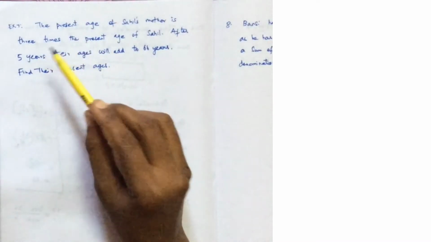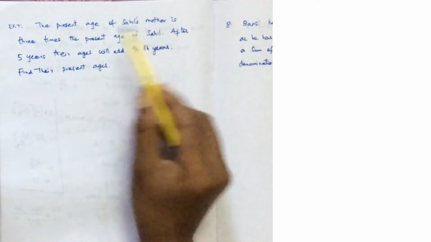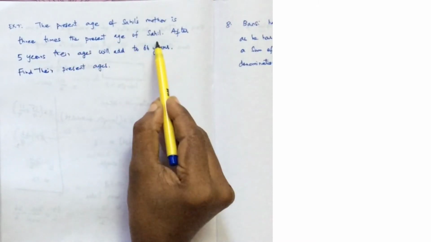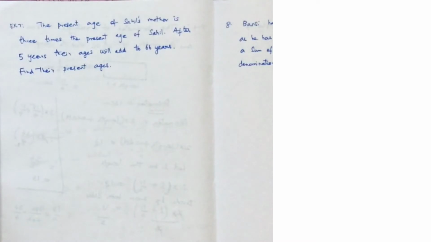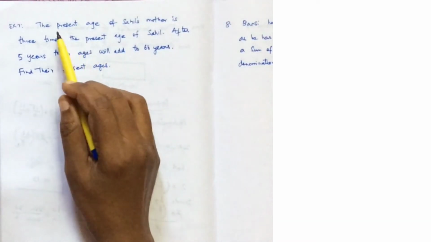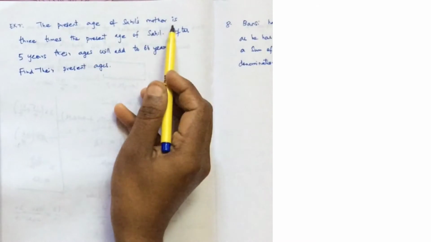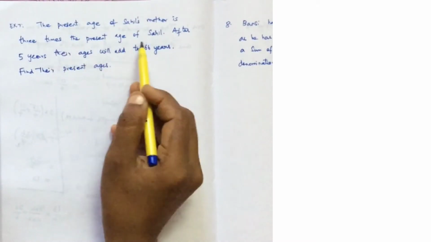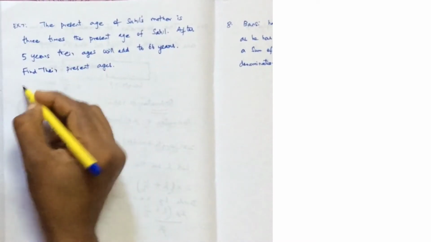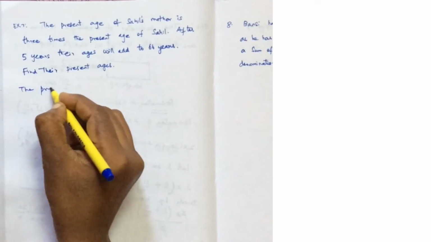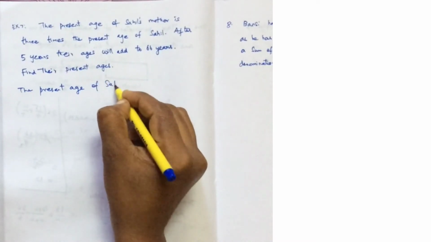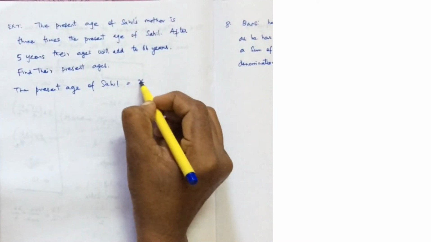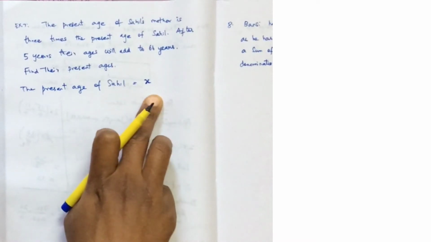Problem is, the present age of Sahil's mother is 3 times the present age of Sahil. After 5 years, their ages will add to 66. Find their present ages. The first thing you have to see here is the present age of Sahil's mother is 3 times the present age of Sahil. I am just keeping the present age of Sahil as X.